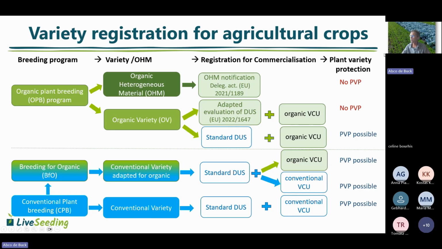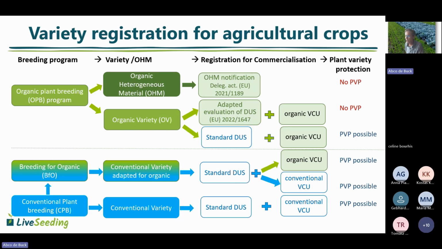The addition is that VCU is mandatory for the registration of an agricultural crop. There are two types of VCU, value for cultivation and use. They are mentioned in the derogation that there should be organic VCU for organic varieties. We made proposals for organic VCU, which were presented in the morning webinar. So I leave it at that.